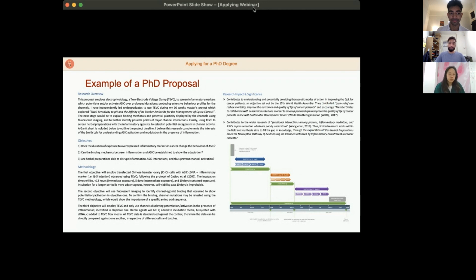But the proposals are quite simple. They're quite similar to research papers. So you have an abstract. So for me, it was research overview. Essentially, it's a summary. Objectives. So the supervisor knows, okay, I thought about things methodically. Methodology. So this is just equipment to kind of see, does my plan fit with what the lab has? Is it feasible? And then research impact and significance.